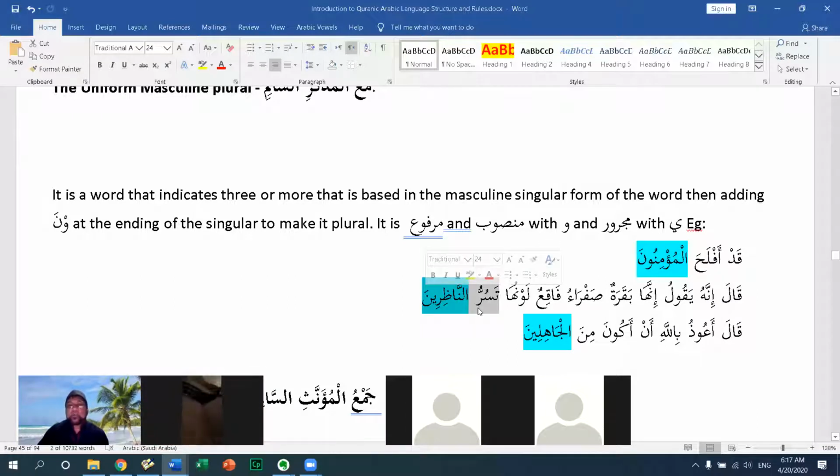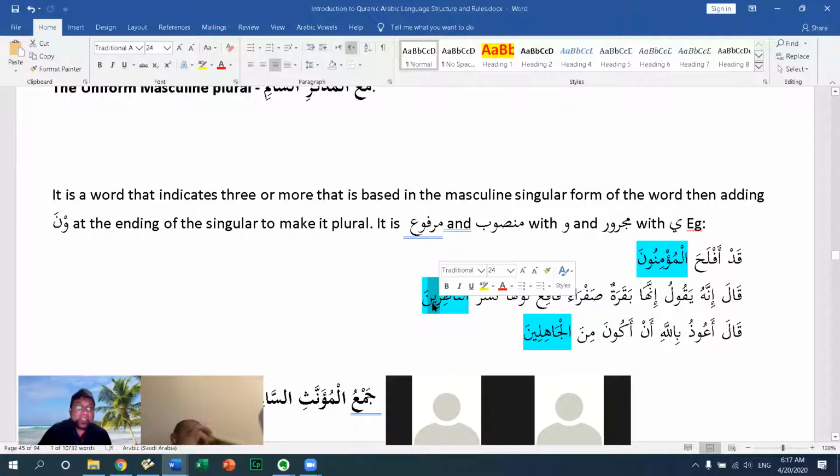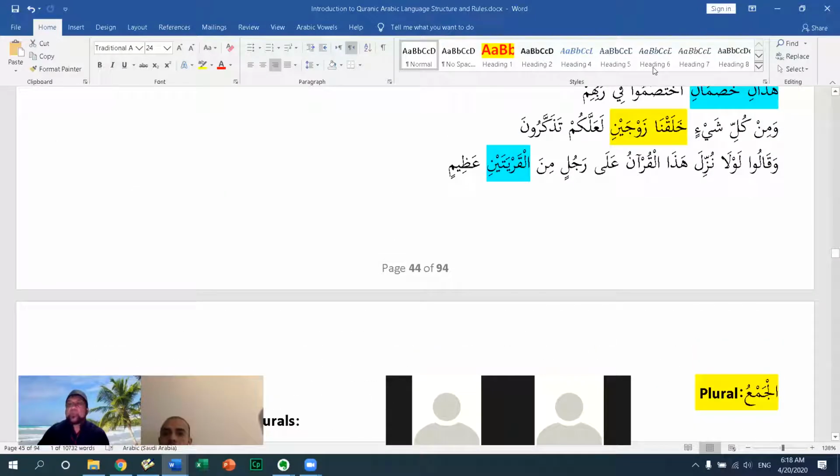تسر فعل مضارع مرفوع وعلامة الرفع ضمة على آخره. والفاعل ضمير مستتر تقديره هي ترجع إلى البقرة. تسر الناظرين. الناظرين مفعول به منصوب وعلامة النصب الياء. That's how we do this. علامة النصب is الياء.